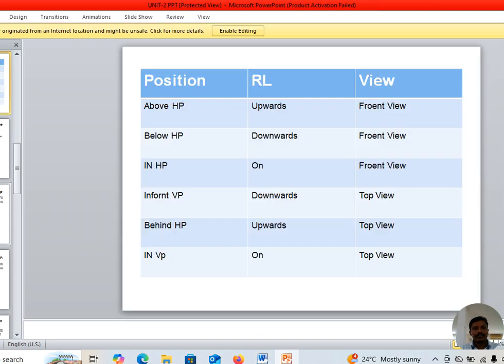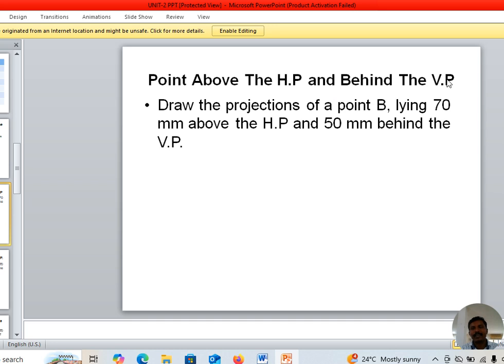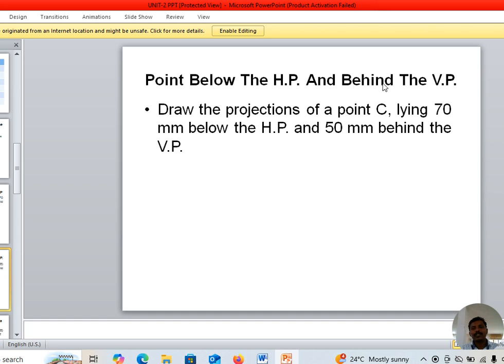The second condition, the point above the HP and behind the VP, means the object is in the second angle projection plane. And the third one, the point below the HP and behind the VP, means the object is in the third angle projection plane. Here the condition is: draw the projections of a point C lying 70 mm below the HP and 50 mm behind the VP.